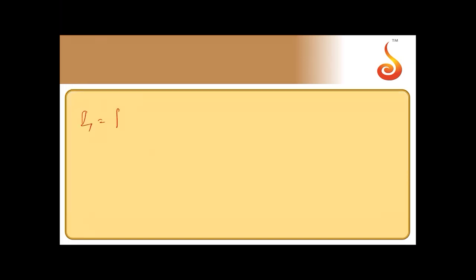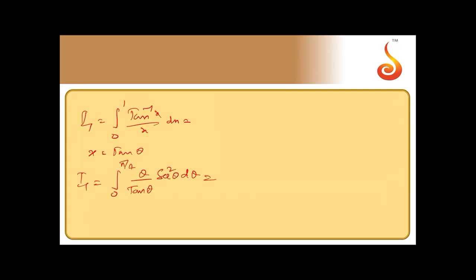Just by simplification, I1 is equal to the integral from 0 to 1 of tan inverse x by x dx. Let me simplify this one with x equal to tan theta. Therefore we get I1 equal to the integral from 0 to pi by 4 of theta divided by tan theta multiplied by secant square theta d theta. That is equal to the integral from 0 to pi by 4 of theta divided by sin theta cos theta, multiplied and divided by 2, d theta.